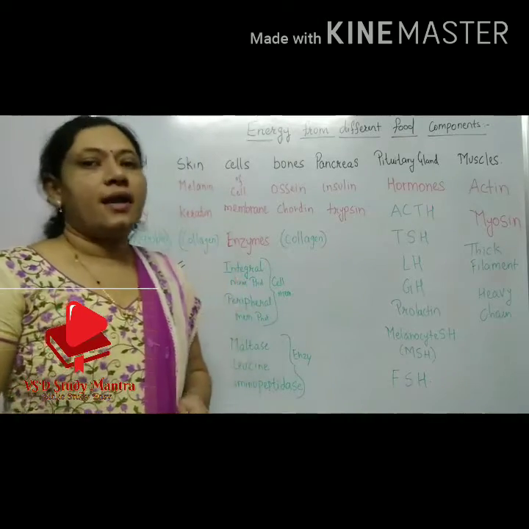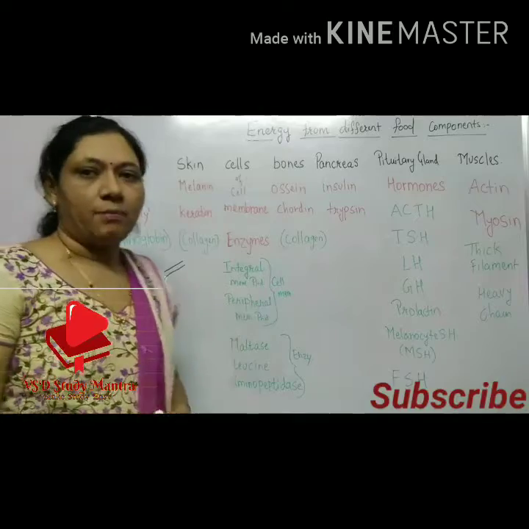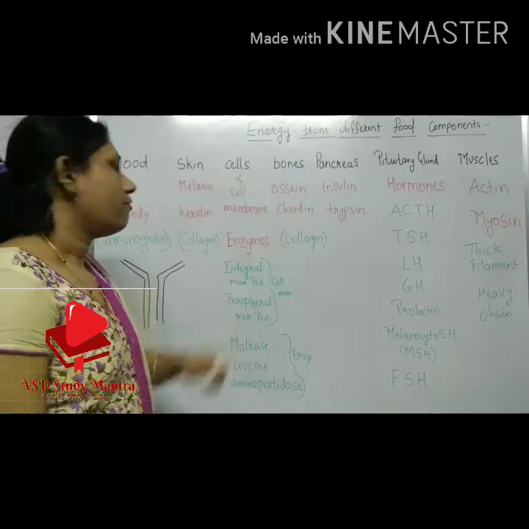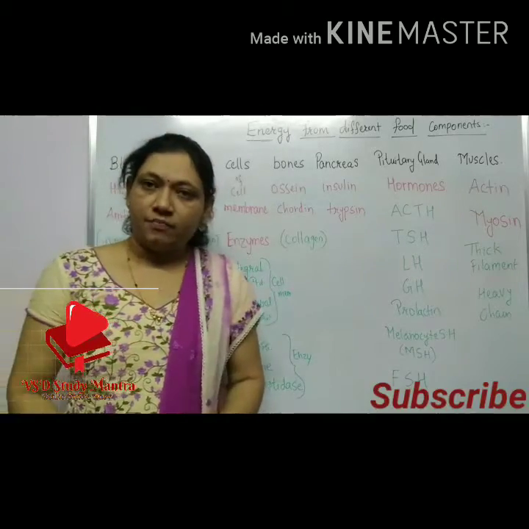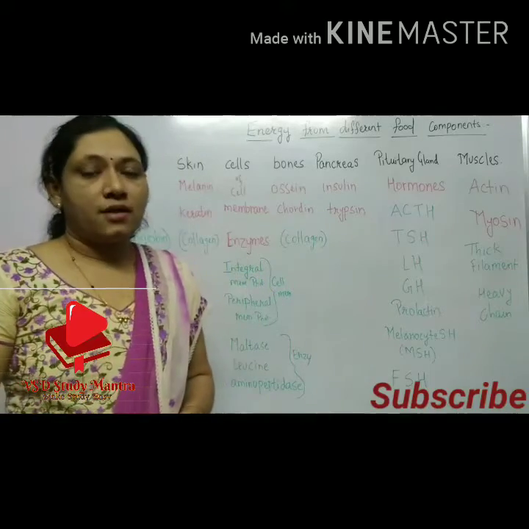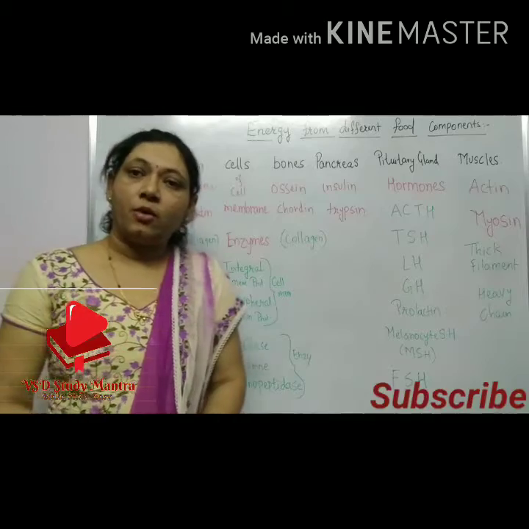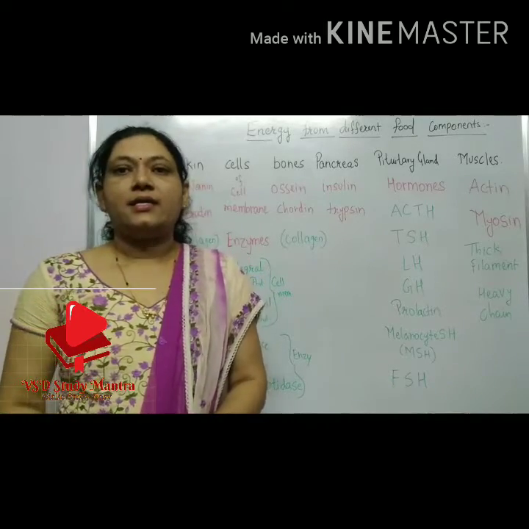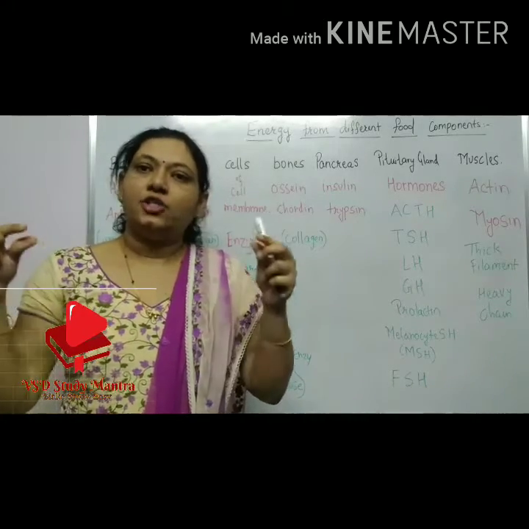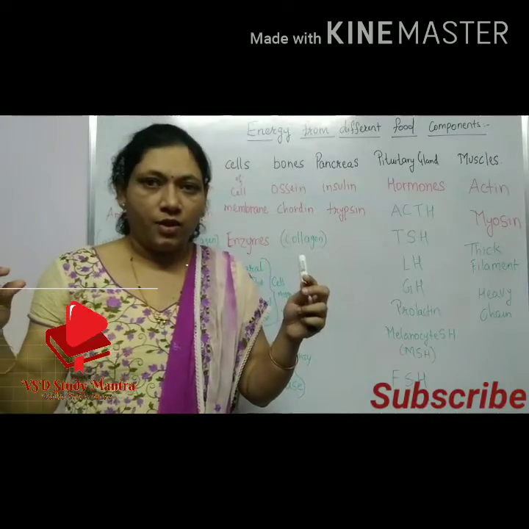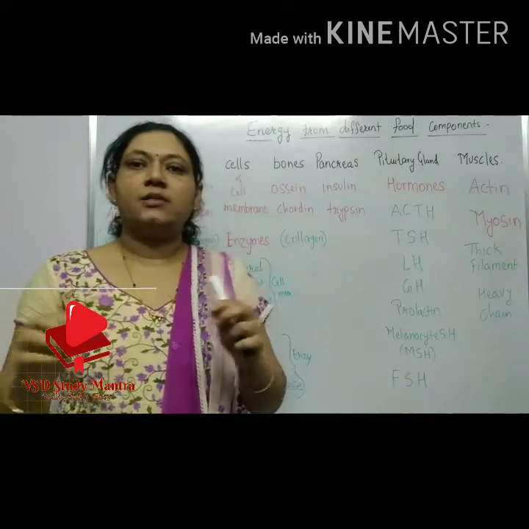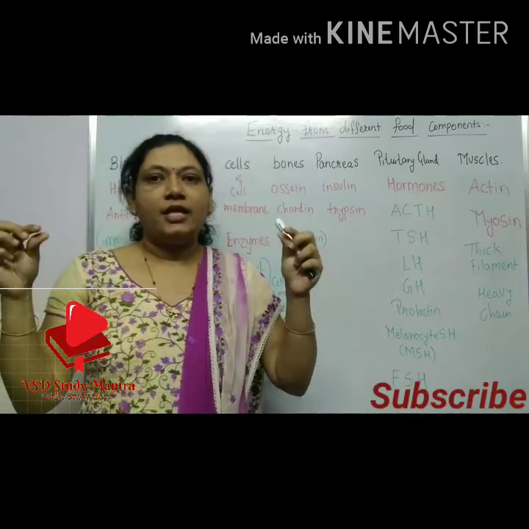Okay students, now we will see about skin. In the skin we have melanin and keratin. These two types of proteins are present. They are known as collagen. Collagen means elongated, chain like fibers. They are fibers, but elongated like a chain.